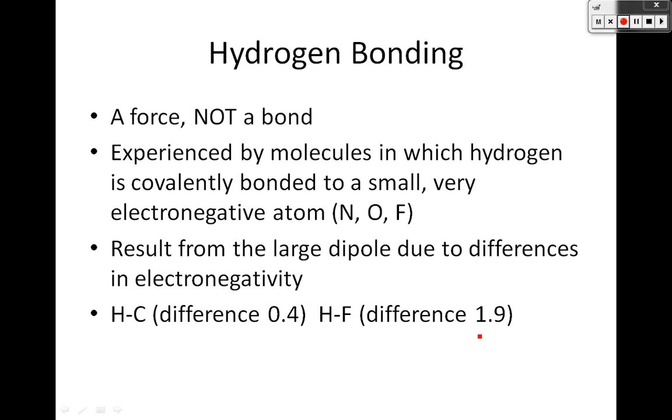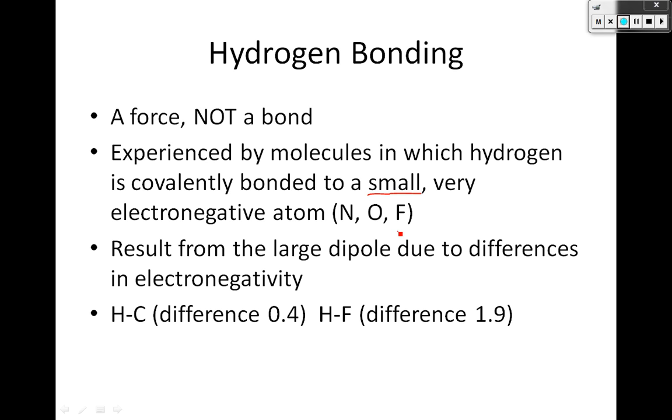But it also is affected by how large the bonded atom is. So it's got to be small. If you look at your table of electronegativity, you'll notice that there are other atoms that have the same electronegativity as nitrogen, for example. Chlorine and nitrogen have a very similar electronegativity.